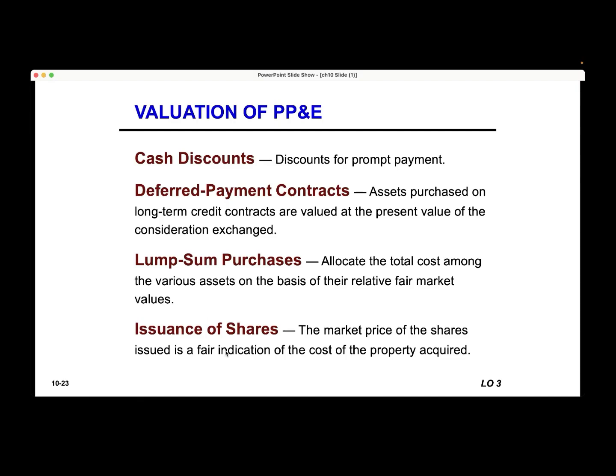Lastly, if the company acquires an asset by issuing its own shares, the market price of the shares is used to determine the asset's value. This is because the market price is considered a reliable indicator of fair value. So the market price of the shares indicates the fair value of the asset that is exchanged. This method ensures that the value of PPE in our balance sheet reflects the actual economic exchange that took place, whether the payment is immediate, deferred, or made with shares.